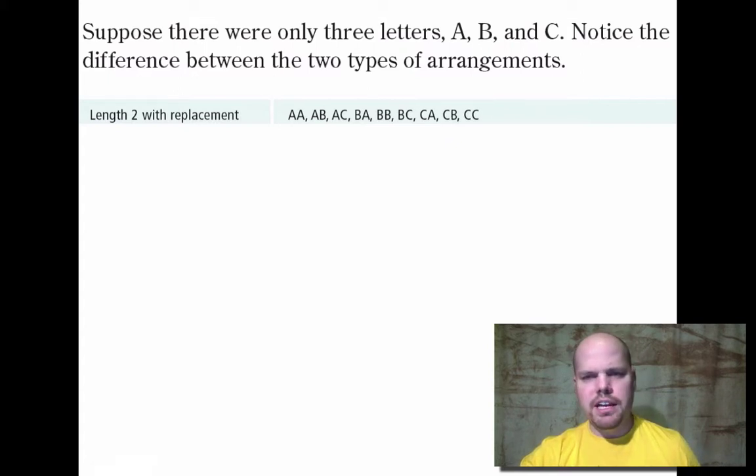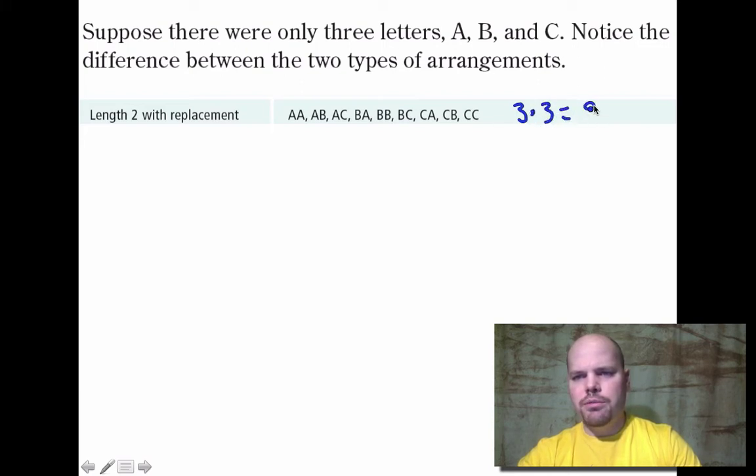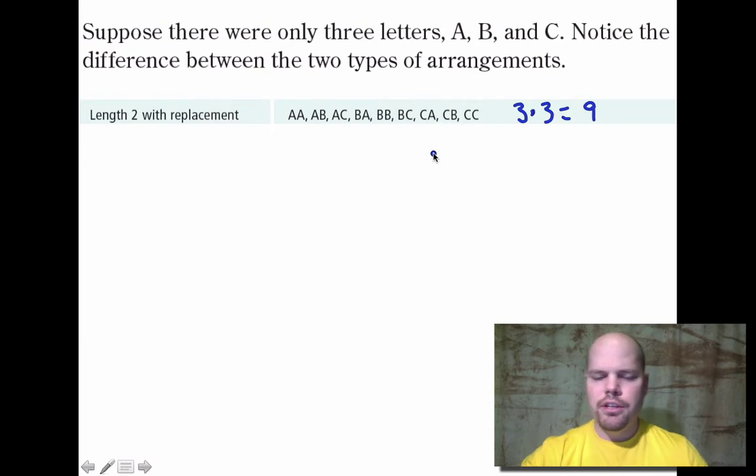We've looked at that kind of counting problem before, right? Length 2 with replacement. Well, you had 3 letters and a length of 2 with replacement, so there could have been 3 choices for each, and 3 times 3 is 9. And if you count, there were 9 of those.